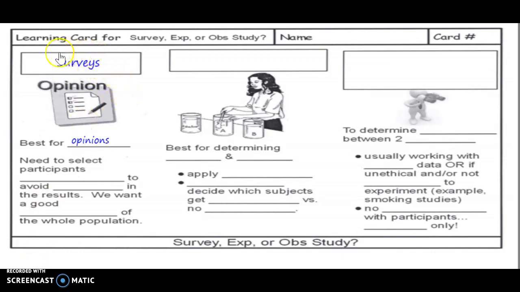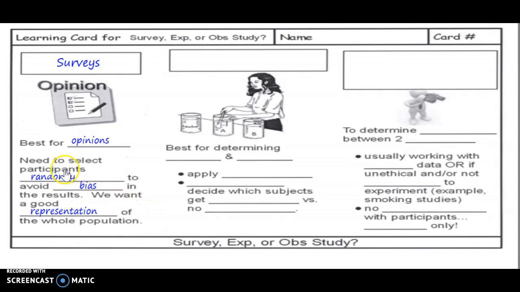A survey is the best way to collect data if we are looking for people's opinions. So if you're looking for people's opinions, use a survey. When you are running a survey or collecting information from a survey, you need to select participants randomly. You need to randomly choose your sample so that you can avoid bias in the results.